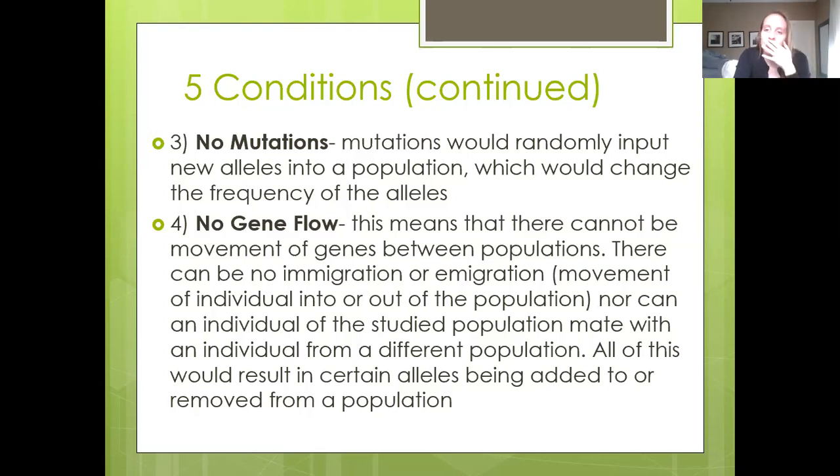The reason for that is that as soon as you have the movement of individuals or genes between populations, that is going to introduce new genes and new alleles to a population. So the population has to be reproductively isolated, is another way to say that there can't be any gene flow.